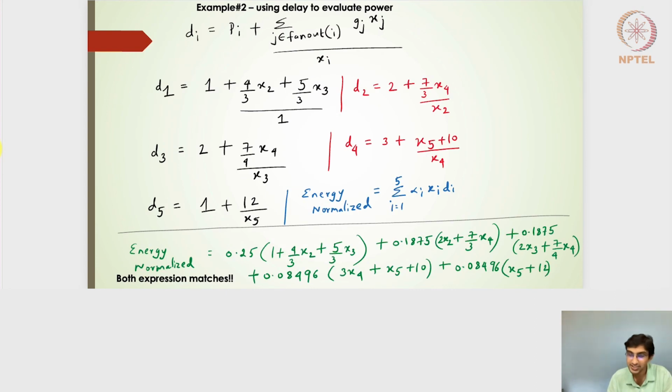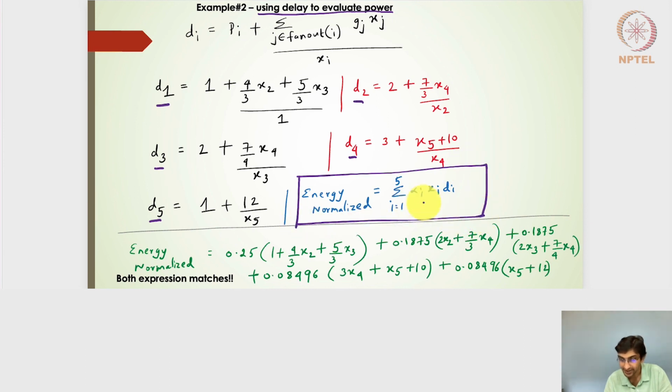right? So if I use a different method, a delay method, remember that we had evaluated the energy expression as a function of delay. So if I use that, and find out the delay at each of the output nodes, and then use that in our alpha i xi di expression for 5 nodes, the energy expression calculated from this particular method will resemble the one which we had calculated in the previous slide. So for doing that, I need to find out the delay at each of the nodes.